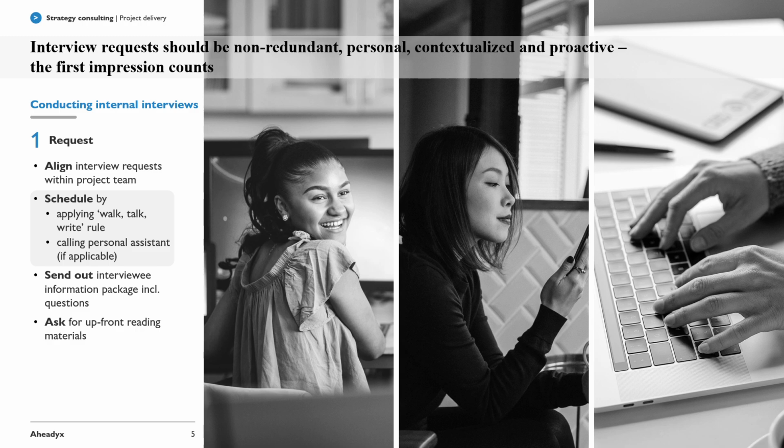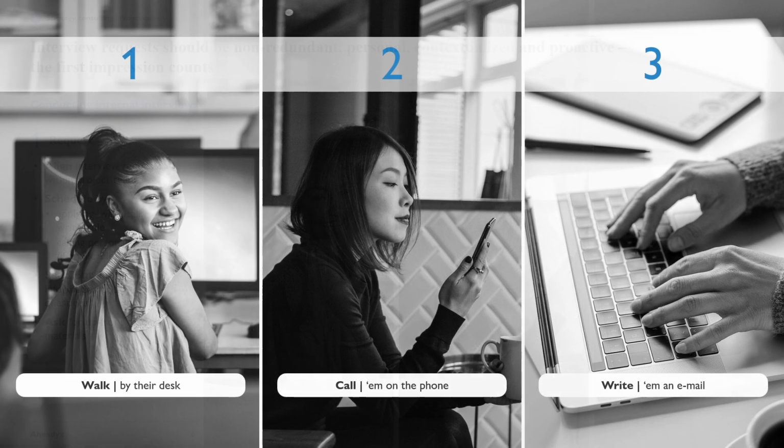So here it makes a difference if it's a more formal or rather informal interview. If it's a rather informal interview with someone you already know from the organization or someone who's not that high in the hierarchy, it's best to apply the walk, talk, write rule. So you should just walk over to the desk and ask for the interview. If they're not at the desk, just call them on the phone. And if you can't get them on the phone, just shoot them a message on Teams or an email.